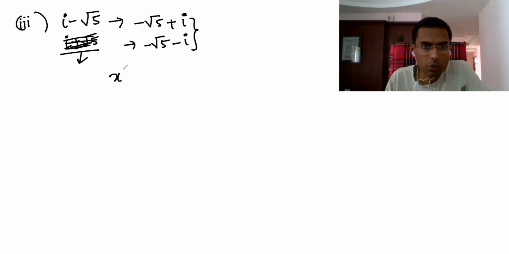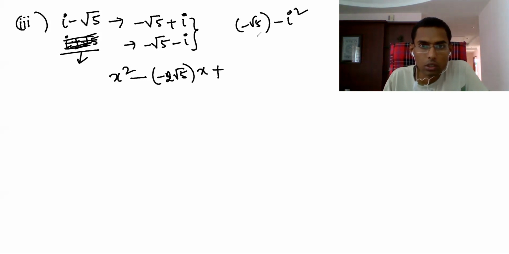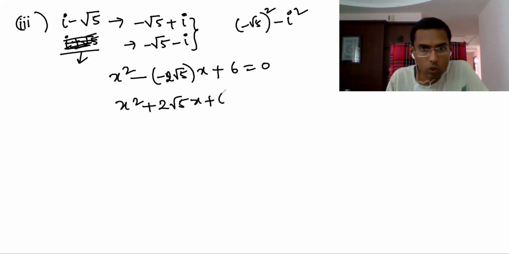What do I get? x square minus the sum of the roots. The sum of the roots is minus 2 root 5, into x, plus the product of the roots, a square minus b square. A square is 5, plus b square is minus 1, minus of minus 1 is plus 1. So that's 6 equal to 0. So now, x square plus 2 root 5 x plus 6 equal to 0. This does not have rational coefficients, but we are asked to find a polynomial equation with rational coefficients.